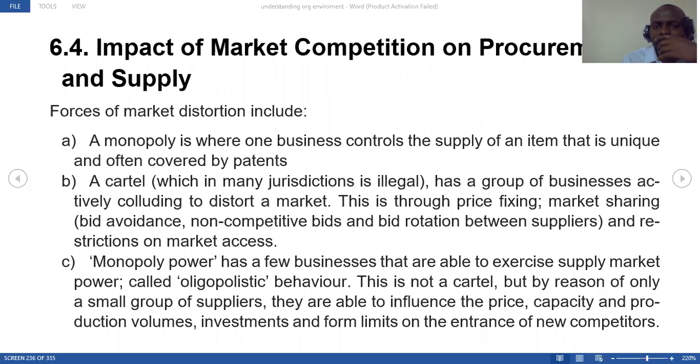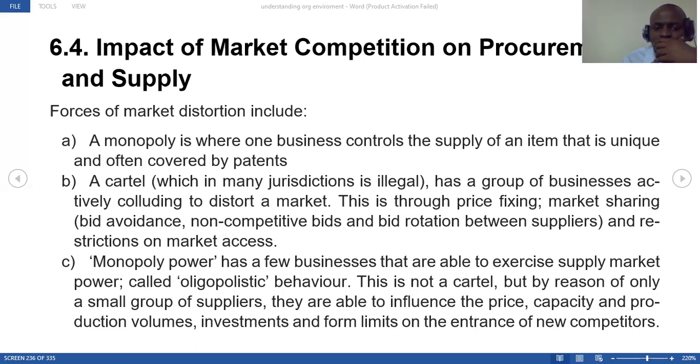Then the other thing we are talking about in market competition is the issue of cartels. And remember, when we are talking about cartels, this is a group of businesses that come together so that they try their level best to distort the market completely so that we do not have players entering that market.